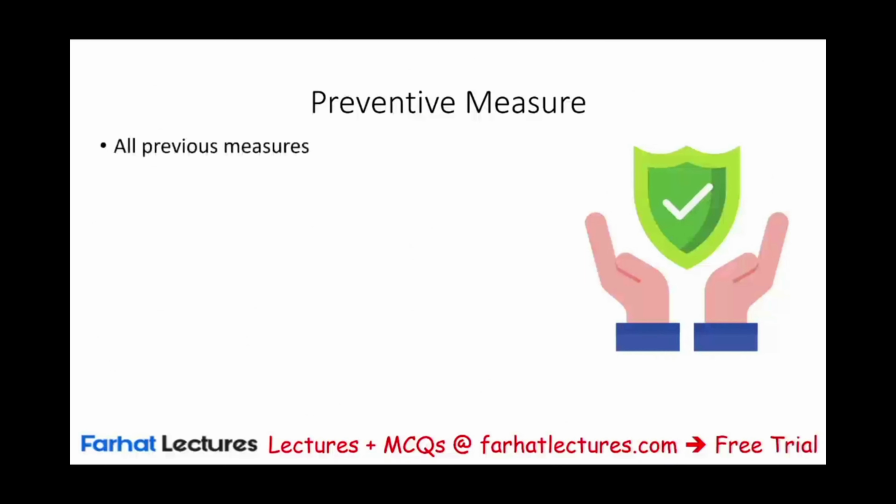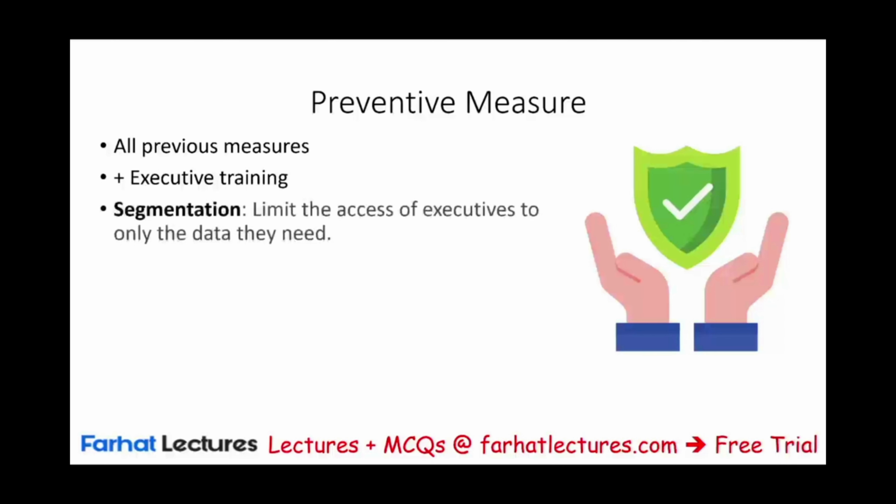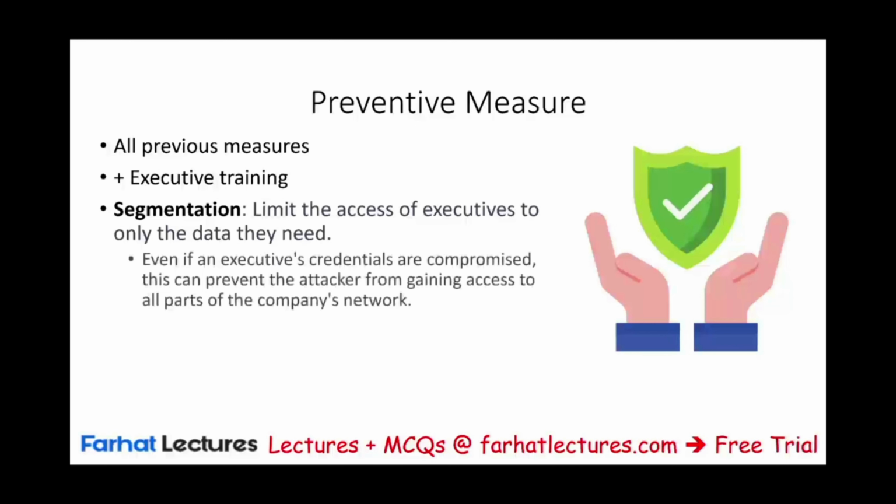Preventive measures. All previous measures apply, plus executive training. Maybe the executive should have special sorts of training. Also, segmentation will work here. And what does that mean? Limit the access of executives to only the data they need. Although they're executives, in case their credentials are compromised, this will prevent the attacker from gaining access to all parts of the company network.